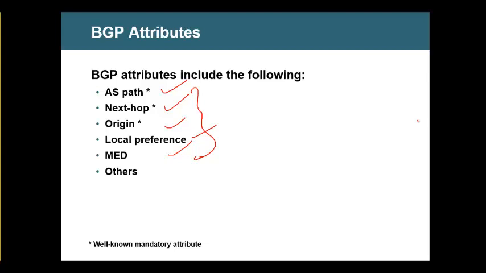You can... So weight also. Come again? Weight. Weight attribute also can be configurable, sir. Yeah, right. So there is one attribute which is local to Cisco.